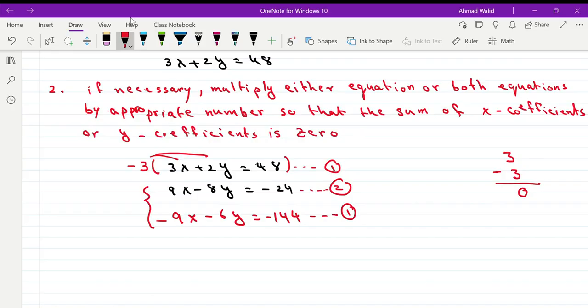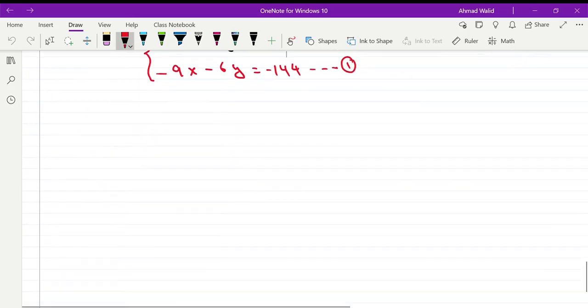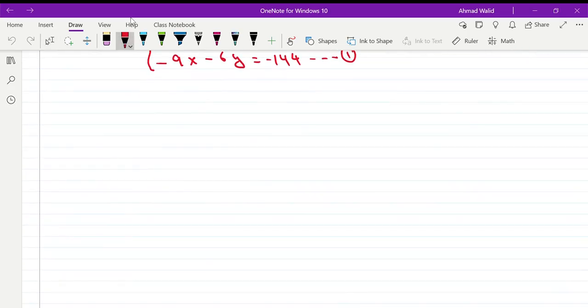Or you can eliminate y. If you want to eliminate y, multiply equation number 1 by positive 4, because 4 times 2y gives you 8y. And in equation number 2, you have negative 8y. Immediately they become 0. That's the meaning of step number 2. Correct? Step number 3.